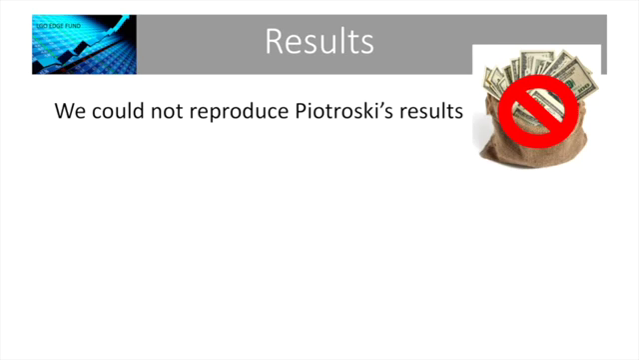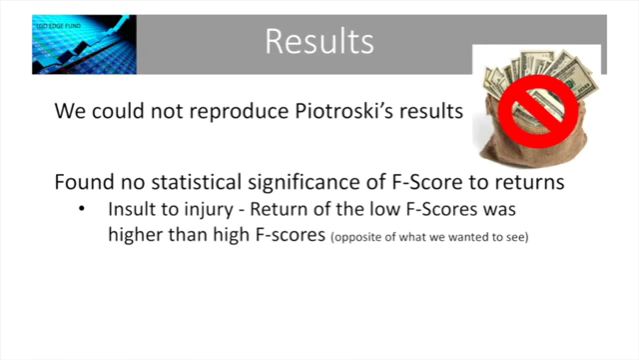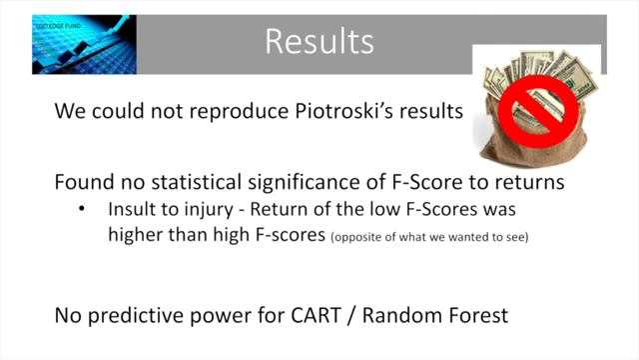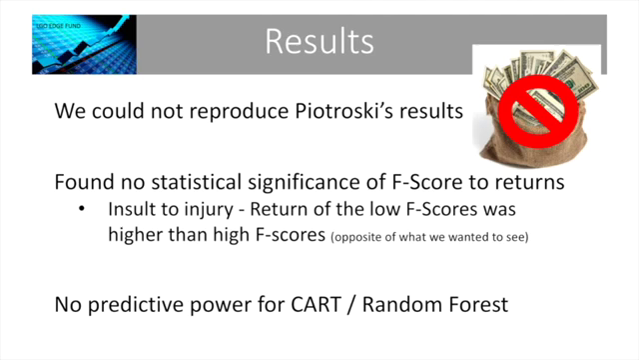So, as we identified in our original risks of the project, we could not reproduce Piotrowski's results of a 23% year-over-year return. In fact, to add insult to injury, investing in high F-score companies returned lower results than the low F-score companies, which is exactly the opposite of what we wanted to see. In addition, we found no predictive power for CART or random forest that we ran in R.